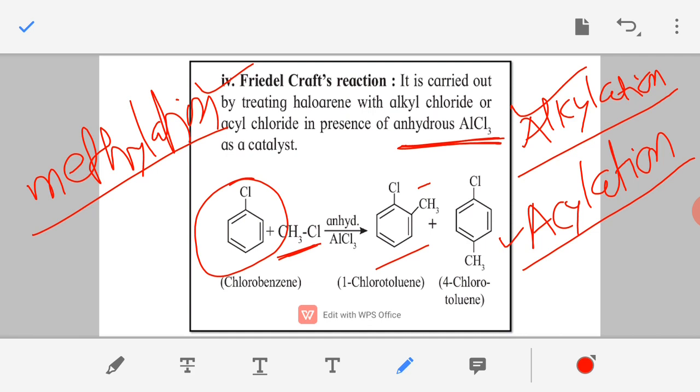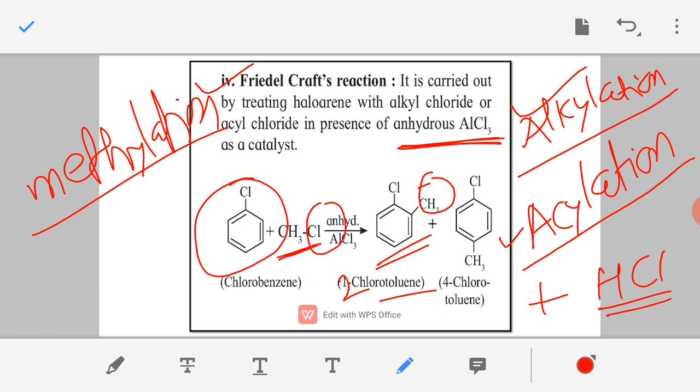But suppose the CH3 group is attached to the benzene, it is toluene. With respect to that, the chlorine is at the second position, therefore we write 2-chlorotoluene. And what is the name of the second compound? It is 4-chlorotoluene. And what is the byproduct? The replaceable hydrogen, the electrophile we replace, combines with the Cl, and HCl is formed as the byproduct of that reaction.